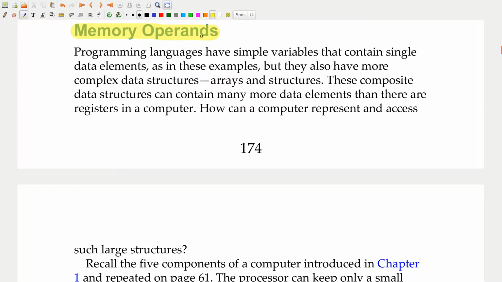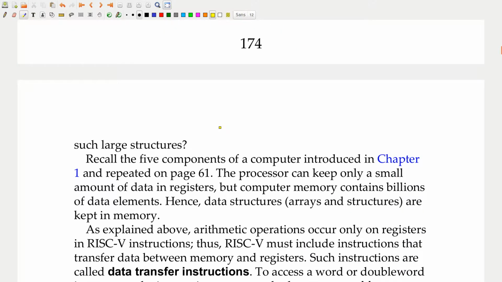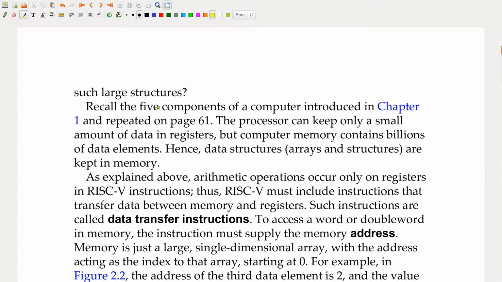So, memory operands. Now we've gone past arithmetic. Let's look at memory now. Programming languages have simple variables that contain single data elements, as in these examples, but they also have more complex data structures, like arrays and structures. These composite data structures contain many more data elements than there are registers in a computer. If we only had registers 0 through 31, we can't store a lot of things there, so we need a bigger structure to do that. And that's going to be our memory, which is one of these 5 components.